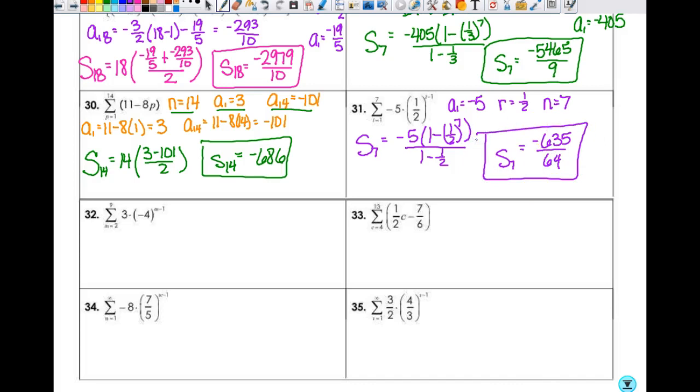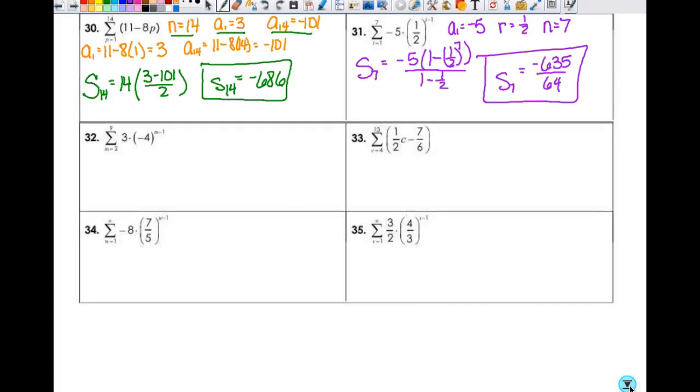All right, so 32 is a little bit different because we don't start with 1, right? So your A1 really becomes A2 since that's where you're starting. So let's look at what's happening here. We need N. So it goes from 2 to 9. So remember, to find N, you subtract them and add 1. So 9 minus 2 is 7 plus 1, N equals 8.